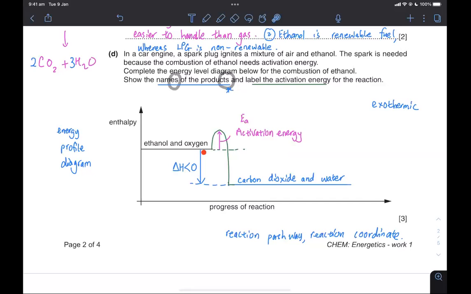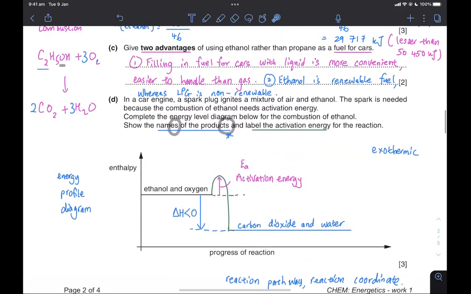They don't ask for the enthalpy change. I've just labeled it for fun here. I don't get any additional mark. From the start to the end, there is enthalpy change. It's going downwards. Therefore, it's exothermic. Combustion is exothermic.